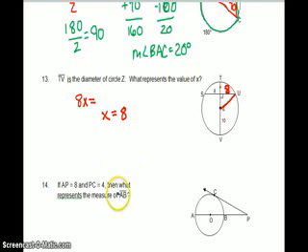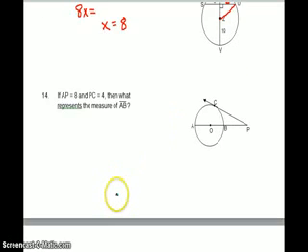Number 14. AP is equal to 8, PC is equal to 4. What represents the measure of AB? So AP, this distance here, is 8. PC from here to here is 4. What represents the measure of AB? So we're going to put X here.